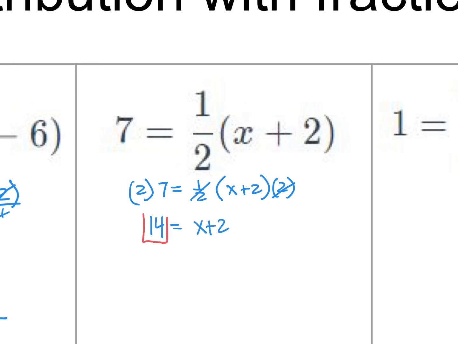I've got this 14. I've got this plus 2. I've got this x. This will change teams and become negative 2. And we've got 12 equals x. And we're done. x equals 12.